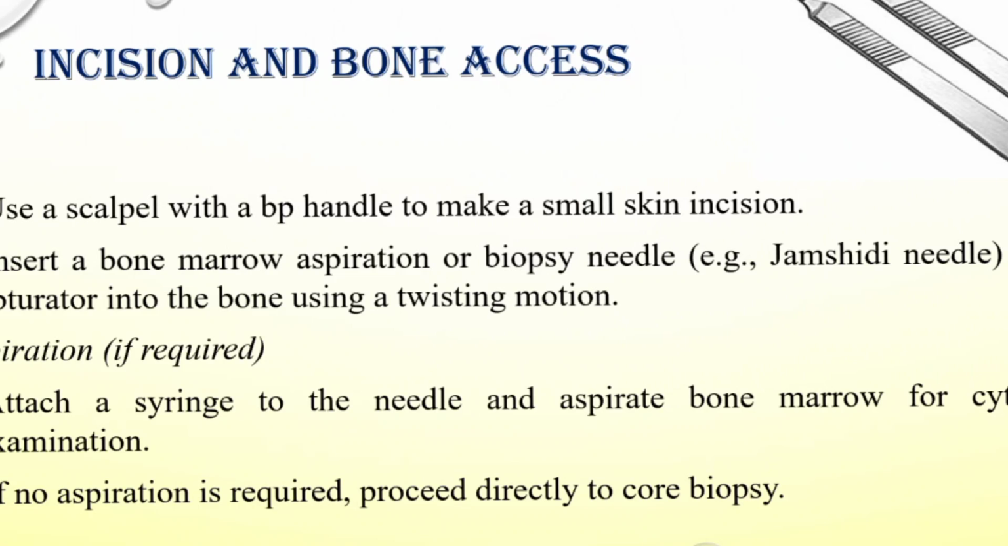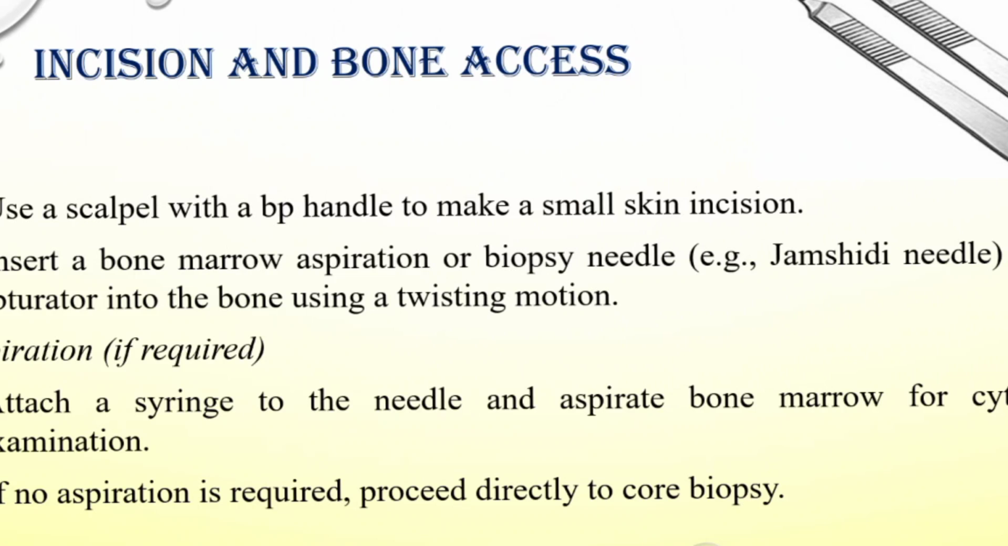It has an obturator, and after that we'll do the aspiration. We attach the syringe to the needle and aspirate bone marrow for cytological examination. And if there is no aspirate, then we proceed directly to the core biopsy.